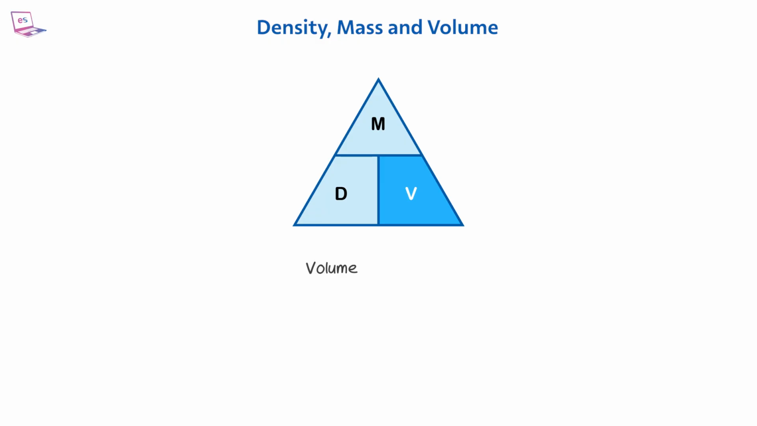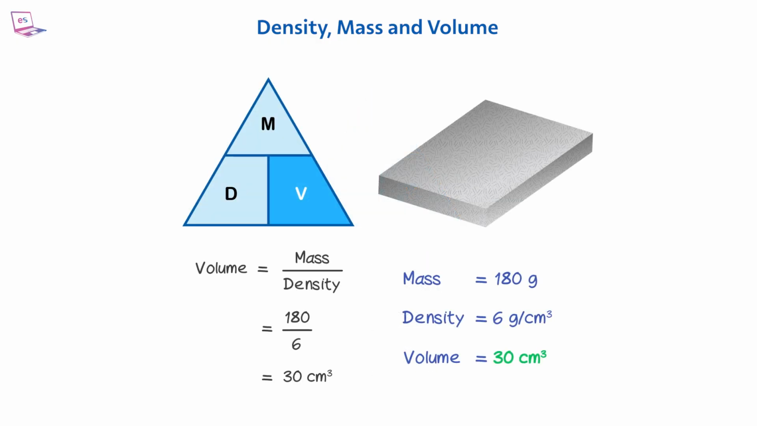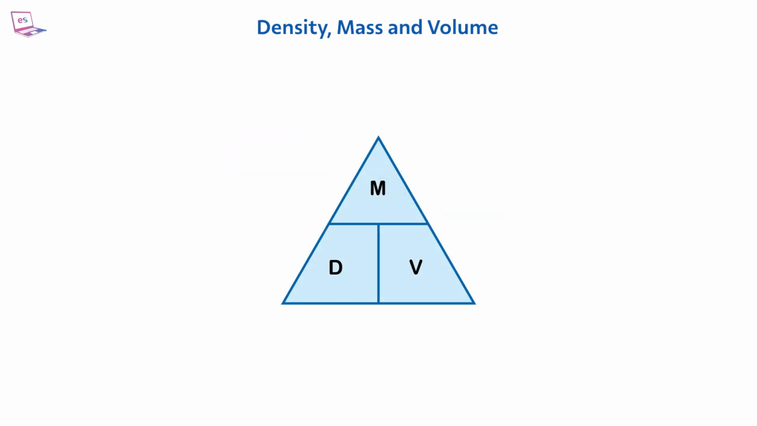If you cover volume in the formula triangle, we get the formula as mass divided by density. Let's substitute the values in the formula. Volume equals 180 divided by 6, equal to 30 cubic centimeters. The volume of the metal is 30 cubic centimeters. We used the formula triangle to find density and volume. Now, let's look at an example of calculating mass.